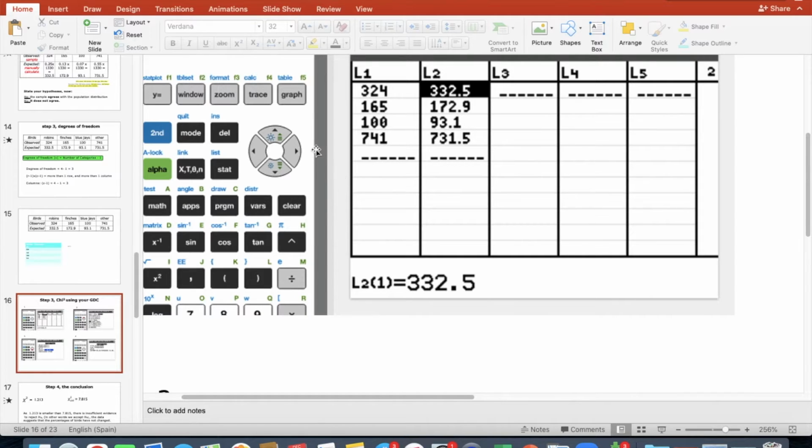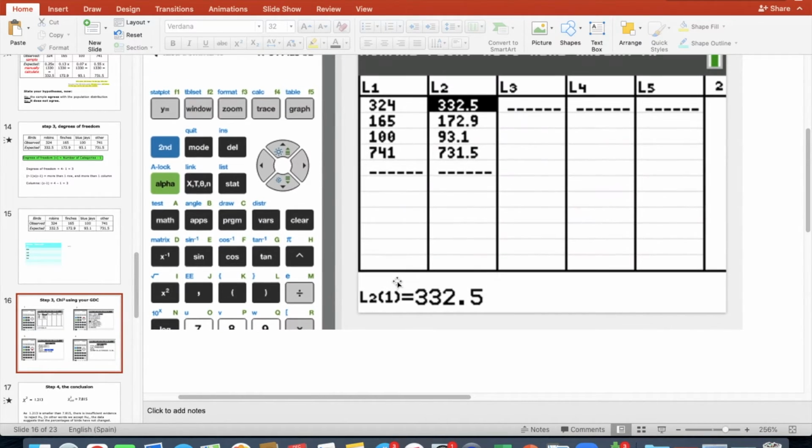Please let me know if you can't remember how to do that. You then put in the data on the left hand side, the right hand side, press enter. Please pause the video and try that now.